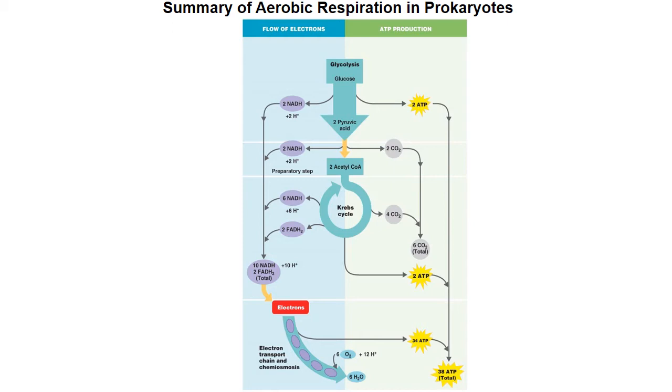The citric acid cycle or Krebs cycle also produces the majority of the NADH and FADH2. Recall that NADH and FADH2's job is to carry electrons and protons. During the Krebs cycle, 2 ATP are produced. The last step, called the electron transport chain, produces the majority of the ATP.